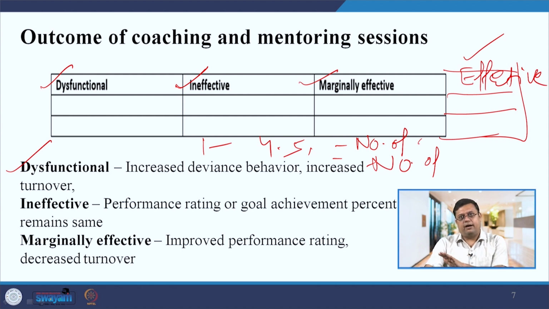But if you find that in most of the cases performance rating has increased and the coaches and mentors are effective, then you can promote such coaching and mentoring programs within the organization for the effective development of the employees. So that is how you can use the numbers to take decisions related to individuals within the organization. I hope you have learned about some more metrics related to employee development. So, thank you.